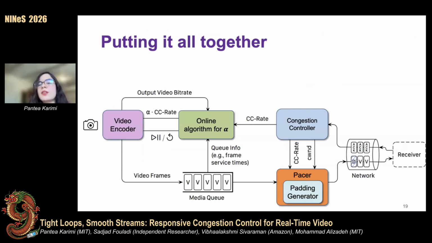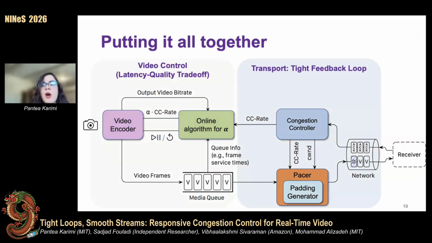Putting it all together, Vidaptive cleanly separates the system into two parts: a transport layer that maintains a tight feedback loop to facilitate correct estimation of the link bandwidth as best as we can, and a video control layer that manages the latency quality trade-off of the encoder and tames the encoder to match the link estimation.